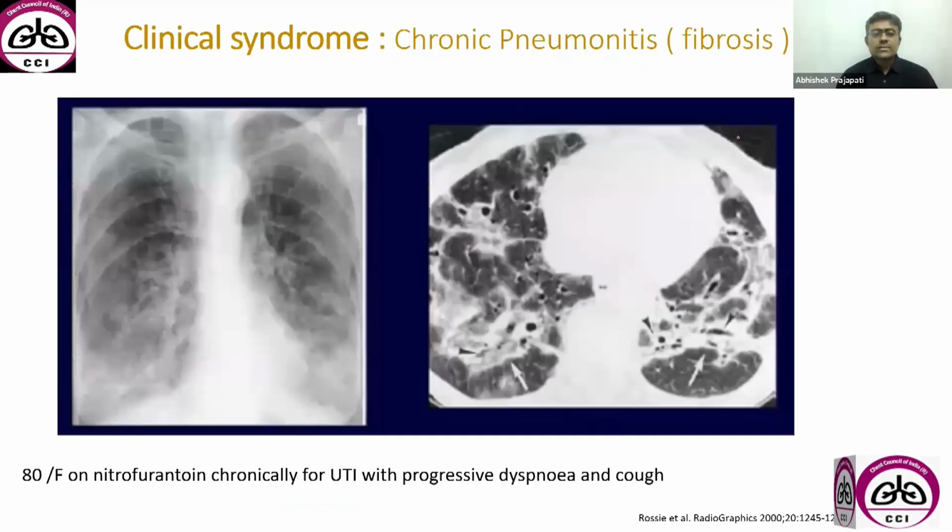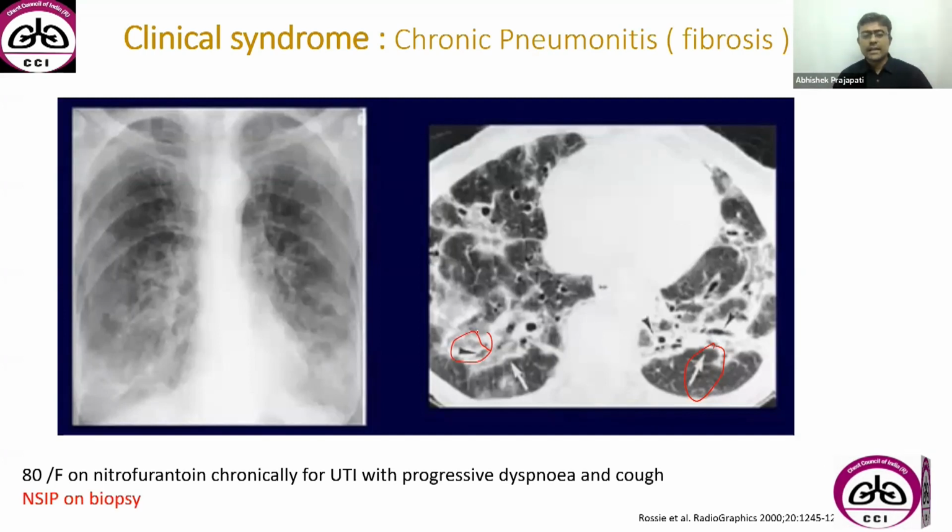Now, this is a case of an 80-year-old female. She was on nitrofurantoin for her chronic UTI and had a complaint of dyspnea and cough. Here in the X-ray, in the bilateral lower zones, we can appreciate pulmonary opacities consistent with an interstitial lung pattern, which also correlates with the CT finding. Here, the white arrows show the pulmonary fibrotic part, and the black arrow shows the bronchiectasis. So here NSIP was there on the biopsy.